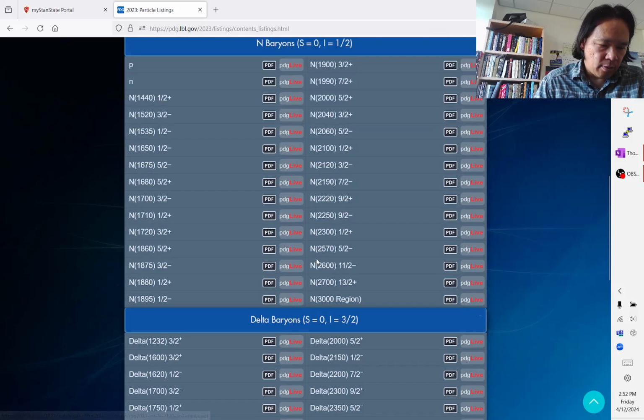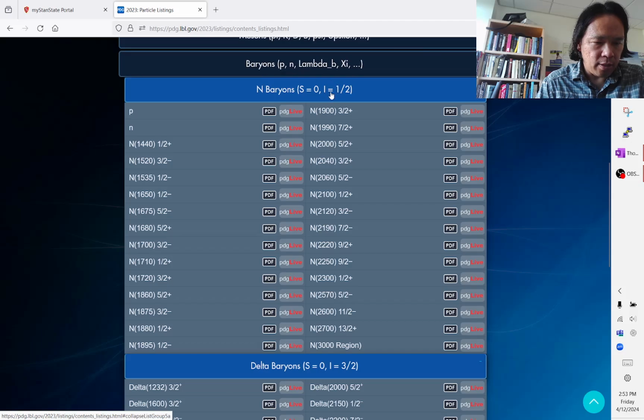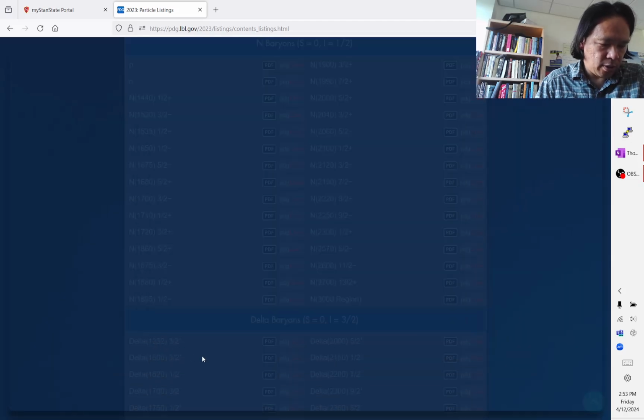Let's look at the 1232 one, which is actually a delta baryon. It has an S equal to 0. This S stands for the strangeness, which means it has no strange quark in it. I indicates what's known as isospin. We're going to talk about that a little bit next chapter, just because it's a conserved quantity, 3/2. Notice that protons and neutrons have an I of 1/2, whereas the delta baryons have an I of 3/2, so a higher isospin value.